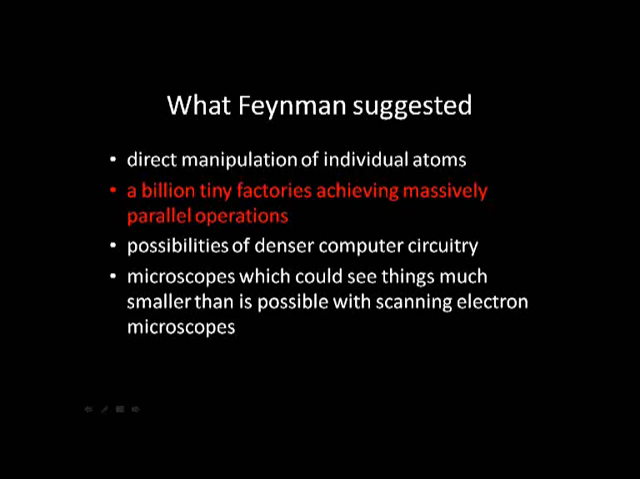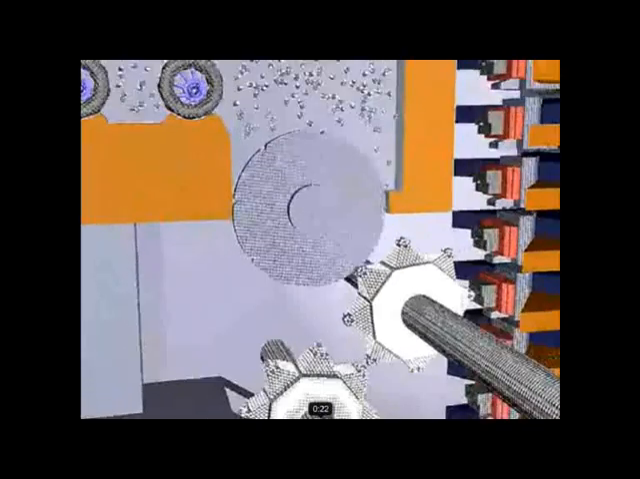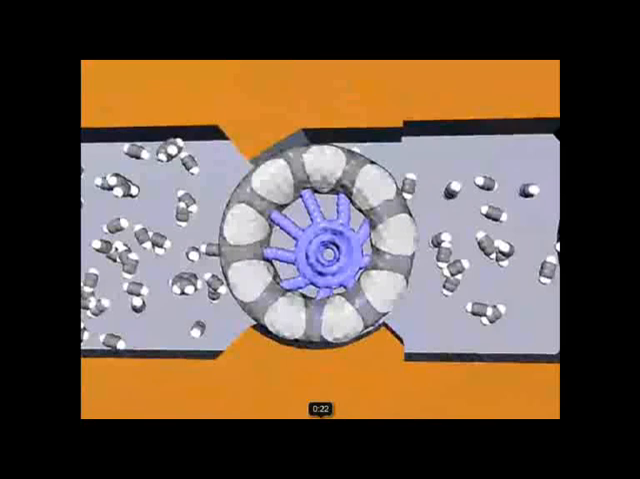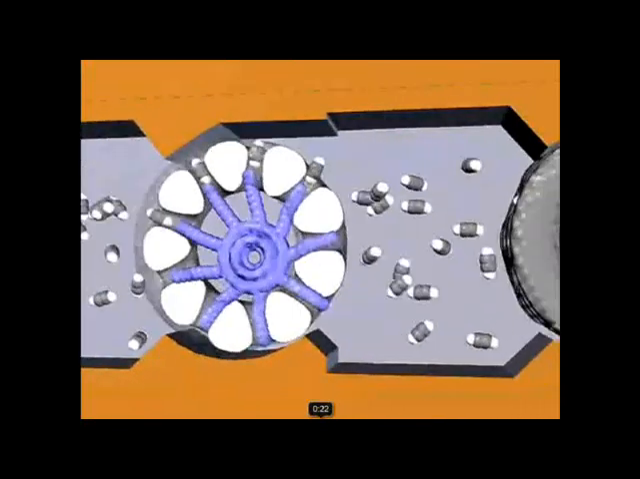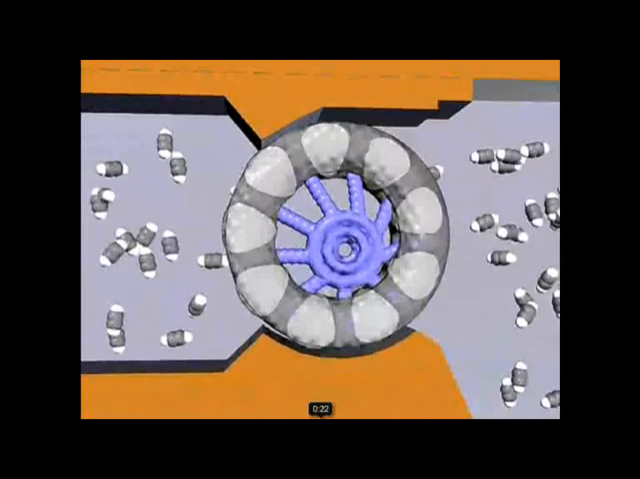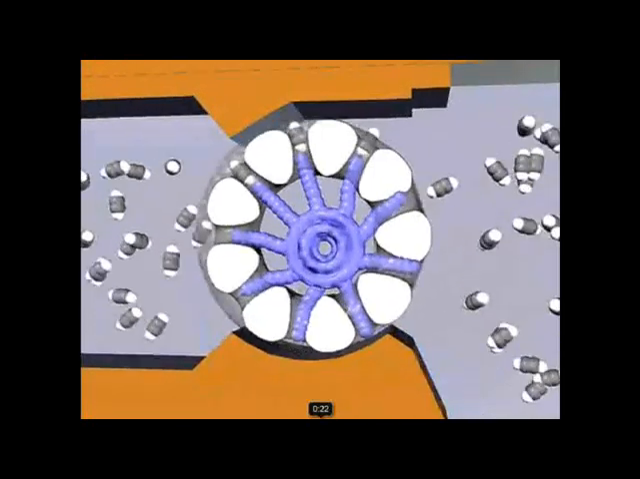He talked about making the possibility of denser computer circuitry and microscopes, which could see things much smaller than is possible with scanning electron microscopes. He imagined making microfactories, which is a self-regulated system of tiny mechanisms embedded within other mechanisms. This is what we now call nanorobots.